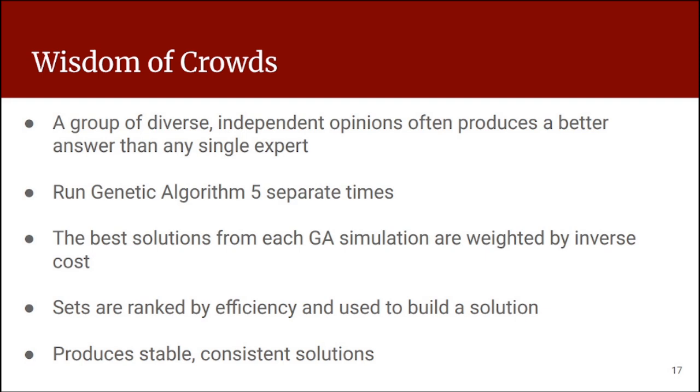The wisdom of crowds stage will aggregate the best genetic algorithm runs. We're going to run the genetic algorithm 5 separate times and then combine them all by weighting sets according to inverse cost and hopefully leverage the group intelligence. And so this ensemble approach smooths out randomness and should yield consistent near optimal solutions across runs.